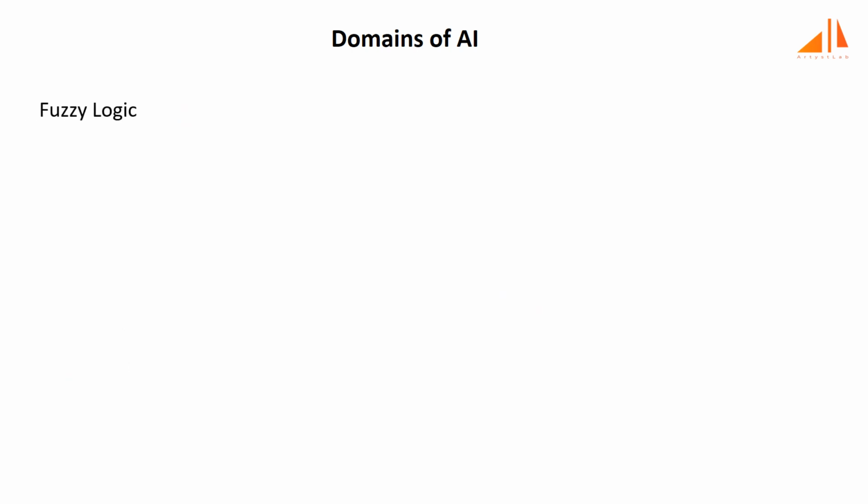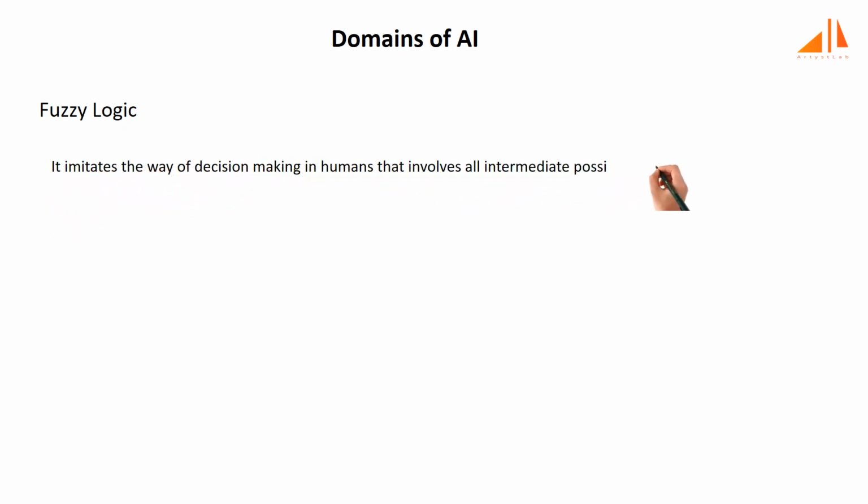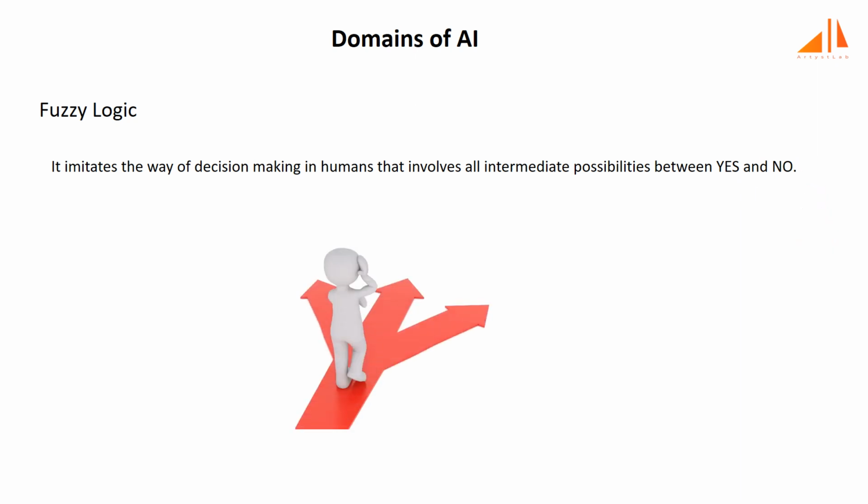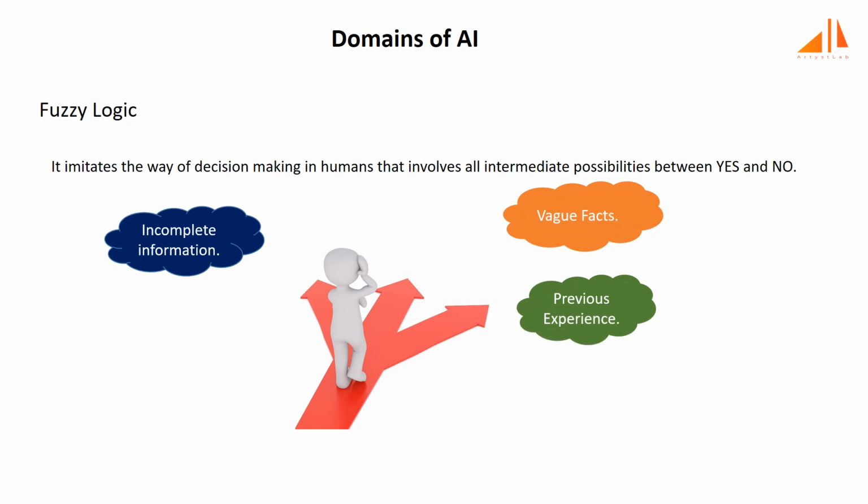Fuzzy logic. Fuzzy logic is a method of reasoning that resembles human reasoning. The approach of fuzzy logic imitates the way of decision making in humans that involves all intermediate possibilities between digital values yes and no. What does a human brain do when stuck in a confusing situation? It tries to decode the situation which contains incomplete, vague facts or previous experience. Similarly, fuzzy logic systems produce definite output in response to an incomplete, ambiguous, distorted, or inaccurate input. The conventional logic block that a computer can understand takes precise input and produces a defined output as true or false, which is equivalent to humans' yes or no.